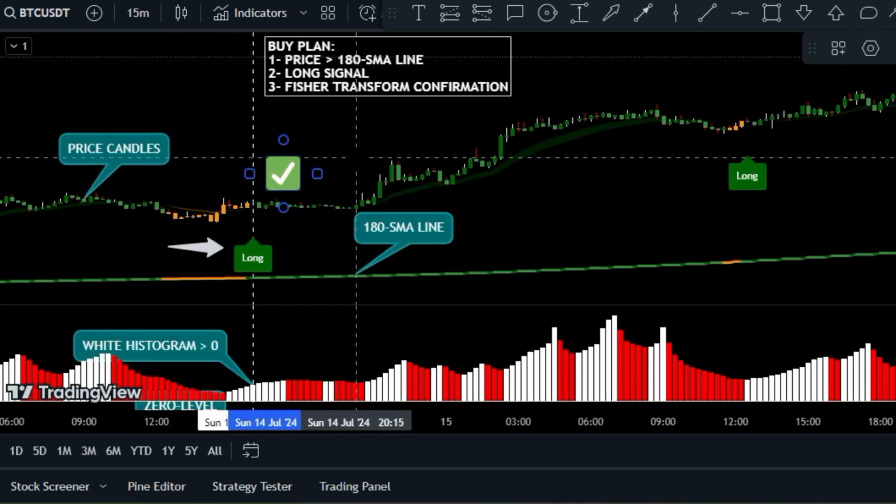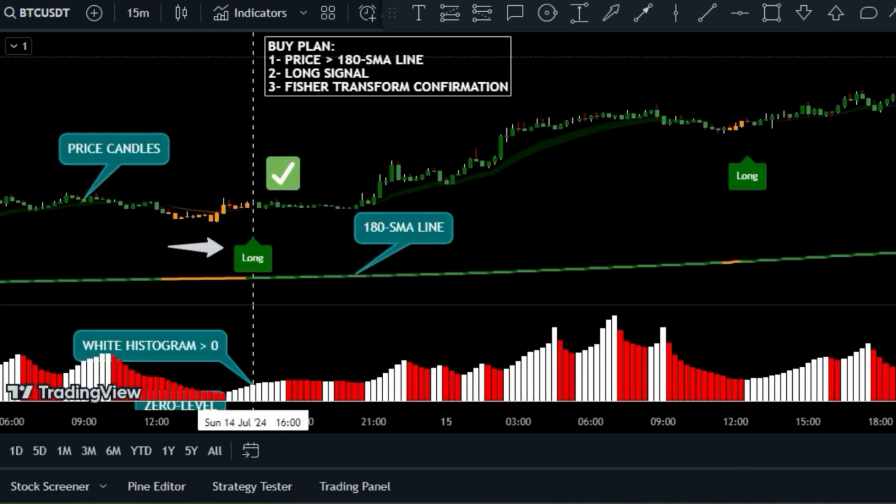So, once all these stars align, it's go time. Open the buy position and watch your investment grow.